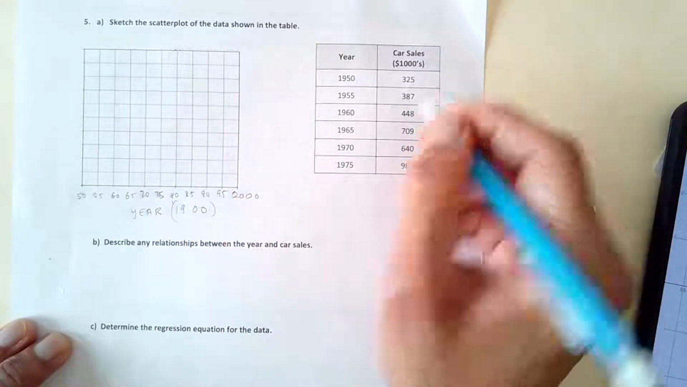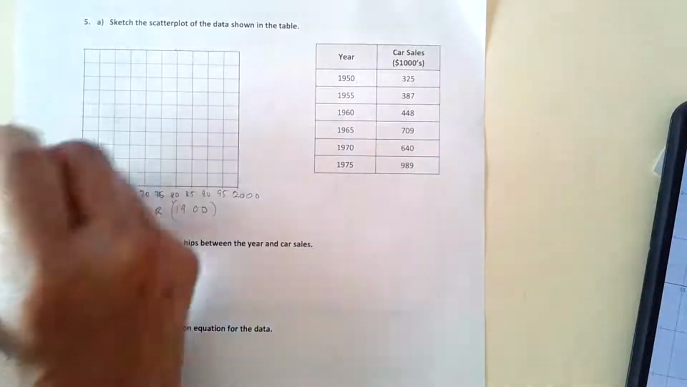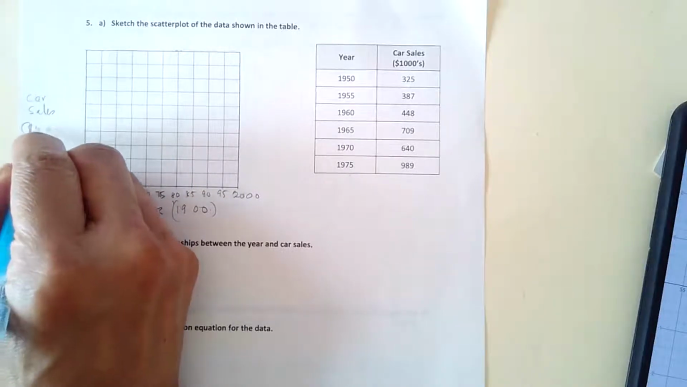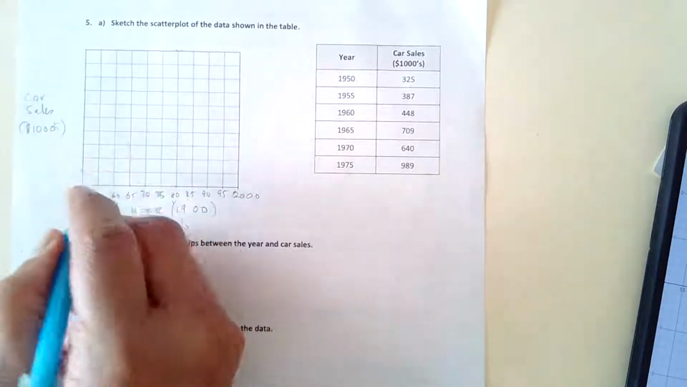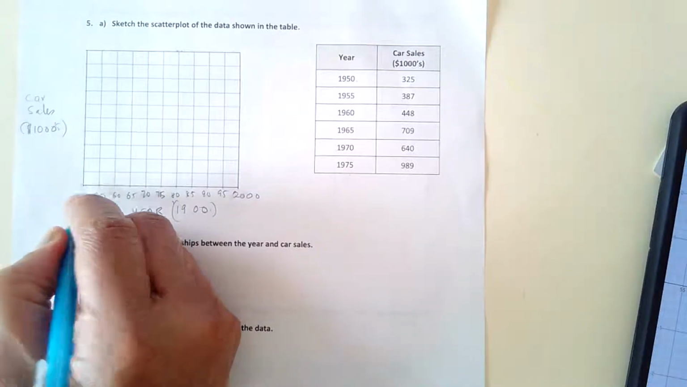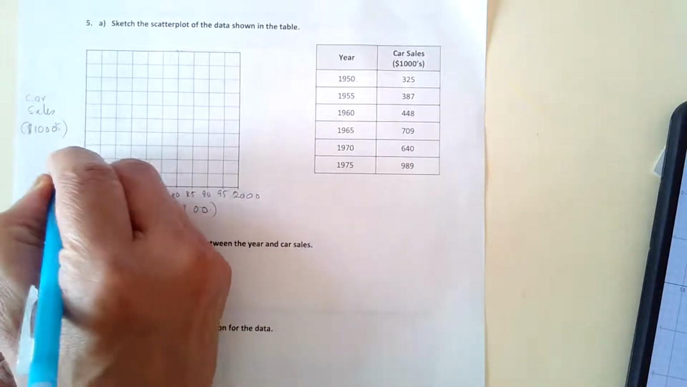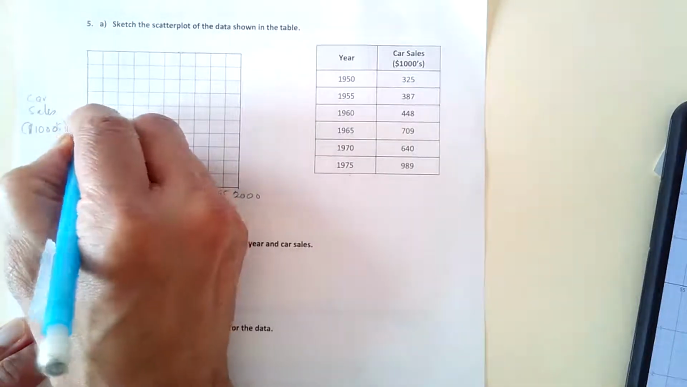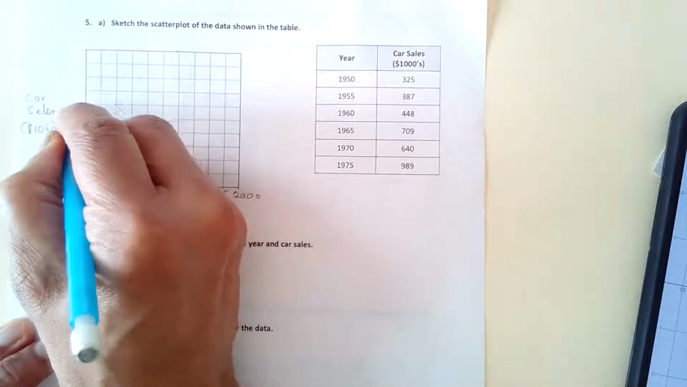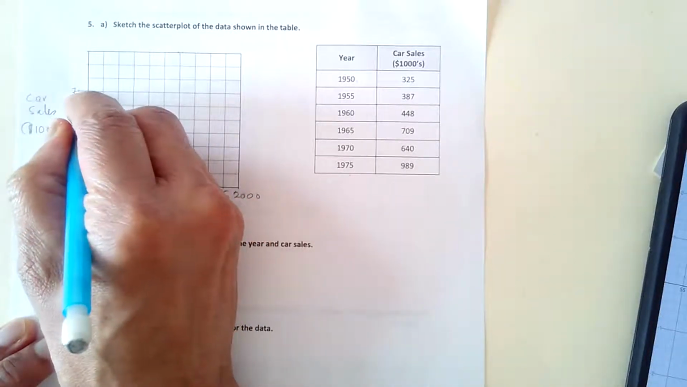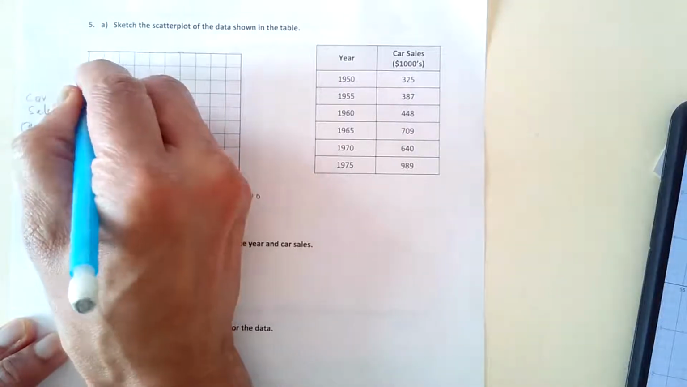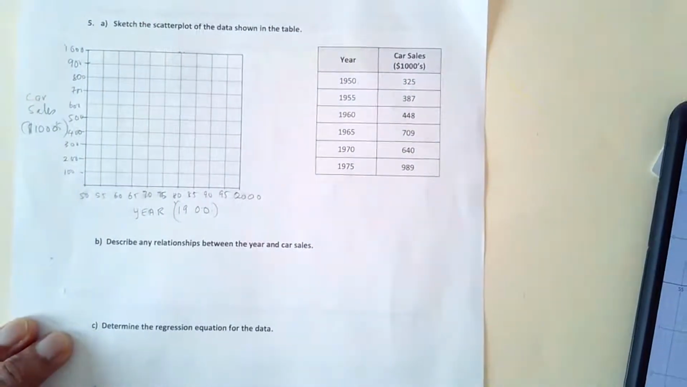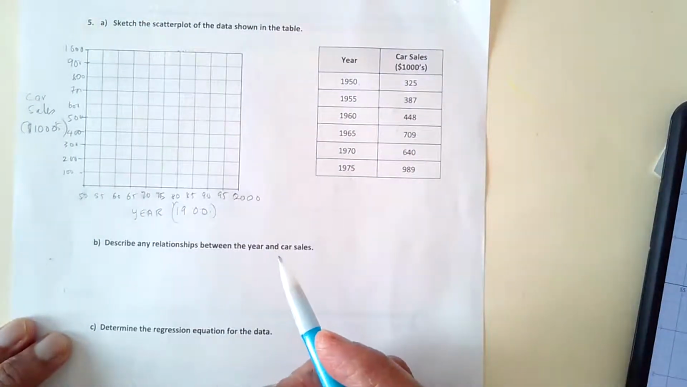And your sales now will be in thousands, right? So car sales, it will be in thousands. So if you start from 0 here, you make this 100. This would be 200, 300, 400. That's 1 million. Then you're going to plot these points.